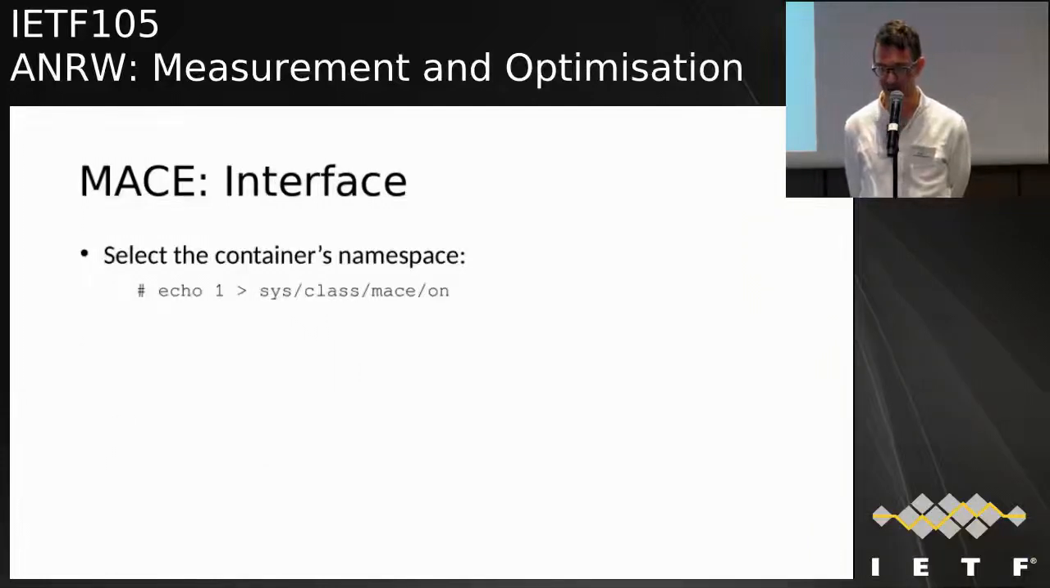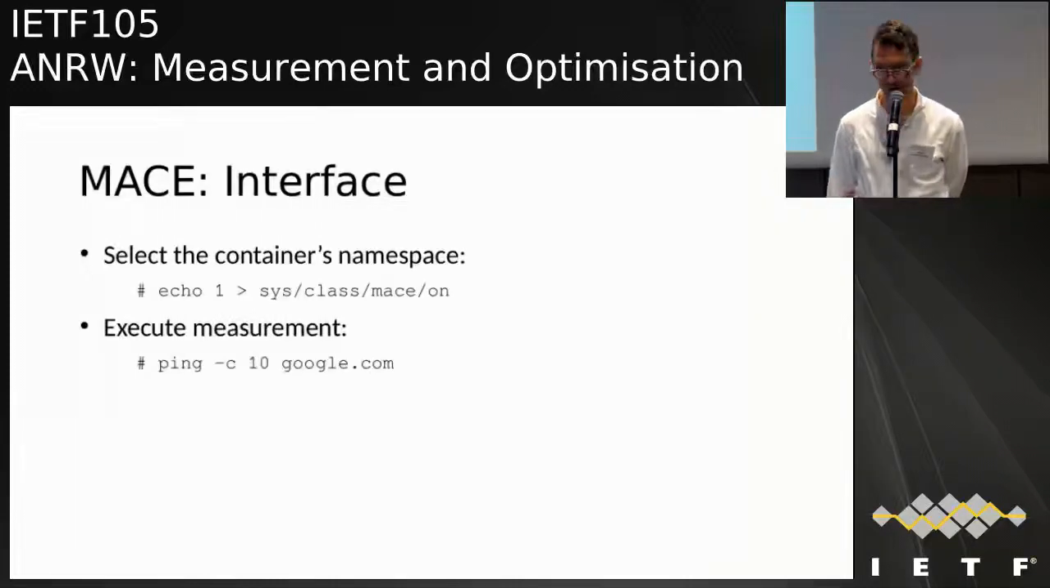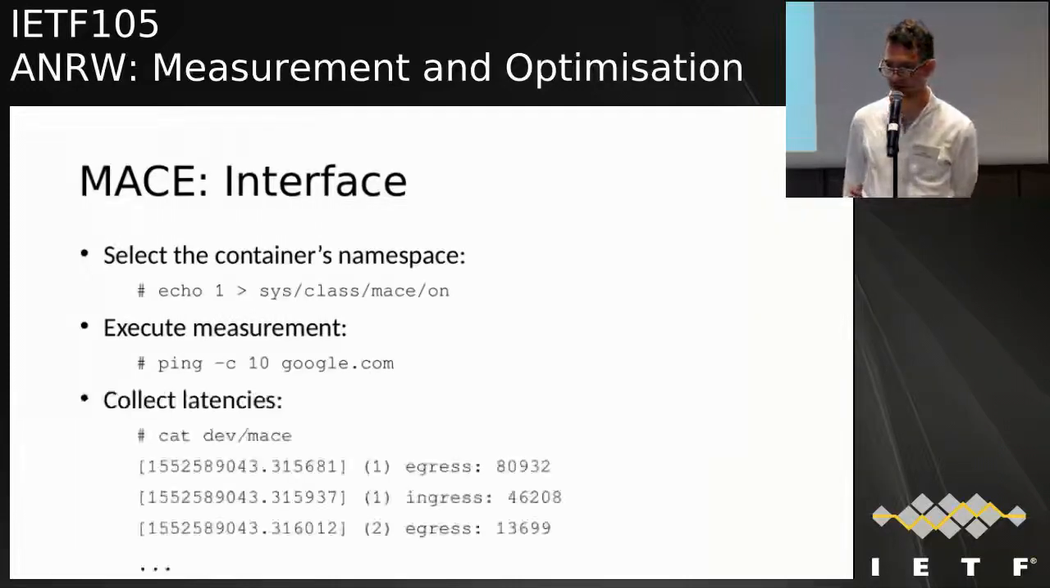So the first step is to echo a non-zero value into one of these sysfs control files. This basically tells the module, okay, this namespace, whoever is echoing this non-zero value, wants me to monitor their ingresses. So then it sets up the necessary ring buffer and everything to do that. Next, you execute your experiment. So maybe we're just looking for the RTT to the nearest host that's going to call themselves google.com. And finally, you collect the latencies.